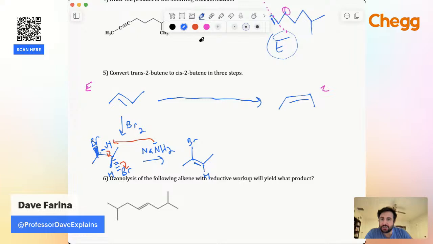And then we can actually do that again. And we're just going to count this as one step, right? Because this is all going to go one pot. If you put two equivalents of this reagent in there, it's going to go. So they're not really different steps. They're just showing mechanistic steps.